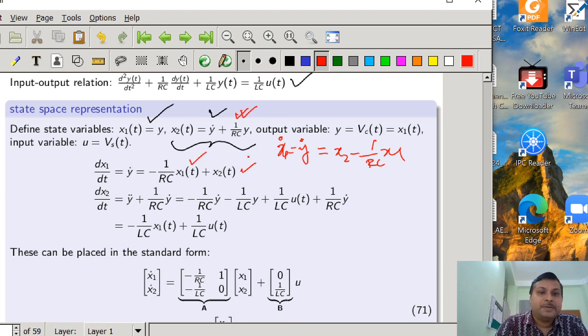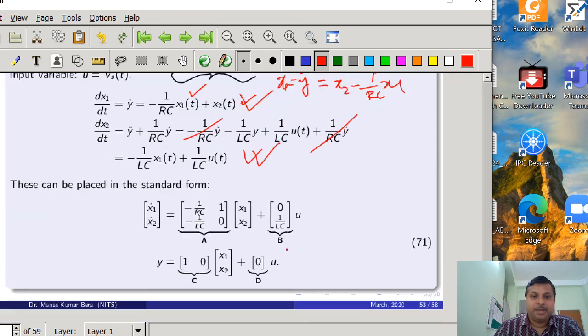So the first equation is dx1/dt is y dot, that is minus 1/RC x1 plus x2. Similarly, if I want to write x2 dot, it is y double dot plus 1/RC into y dot. From where will I get the y double dot? From the main equation, that is minus 1/RC y dot minus 1/LC y plus 1/LC into u(t). Now you find that these two terms cancel out, so we are left with minus 1/LC into x1 plus 1/LC into u(t). So using these two equations, we can write the state space representation of the given system in the following form.